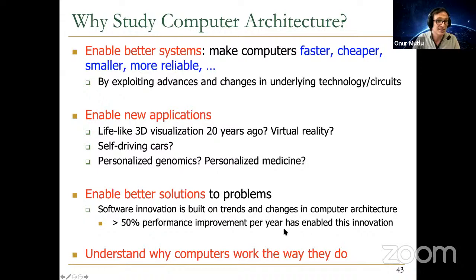And finally, we would like to study computer architecture so that we can understand why computers work the way they do, so that we can fix them whenever they're not working, or we can make them better, right? And I think this is a very scientific part of it, because if it already exists and you're trying to understand it, you can essentially apply all of the scientific principles without resorting to a lot of art over here.